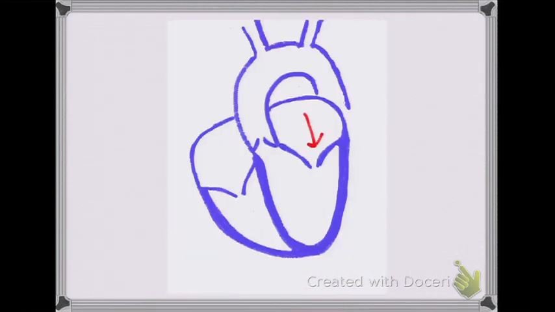So when blood comes back from your lungs after it's gotten oxygen, it comes into this upper chamber on the left side, the left atrium. Then it goes through a valve, and you have 4 valves in your heart. They just open and close to make the blood continue to flow in the right direction.